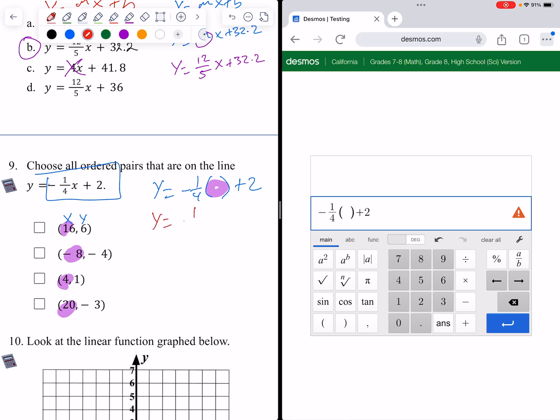So y equals negative 1/4 times 16 plus 2, for example. Let's put it in my calculator, put a 16, and I got negative 2. Is that 6? No. So that can't be it. So let's delete the 16. Now let's put a negative 8. And negative 8 gave me a positive 4, so it can't be that one. It's a negative 4. So delete that one. And let's put in a 4 now. So let's plug in 4. And that gave me 1. Yes, that one is true.